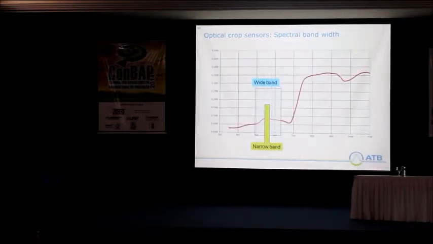Another criterion to distinguish sensors is the bandwidth. You can have narrowband sensors or broad wideband sensors. It has its pros and cons. If you use narrowband sensors, they are more sensitive to noise, but probably the wideband sensors, they are not so sensitive to distinct difference in your crop.